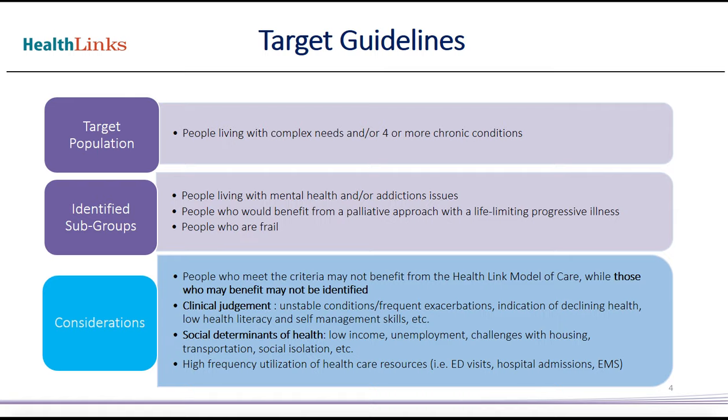Another piece to consider are the social determinants of health. We know that social determinants of health make up a large percentage of a client's health trajectory. This can include anything from low income, housing, social isolation. These are all pieces that can be included in a coordinated care plan and are very important parts of it as well.